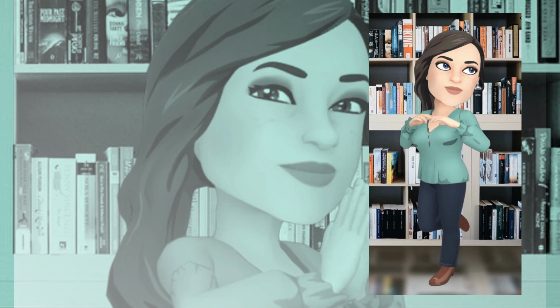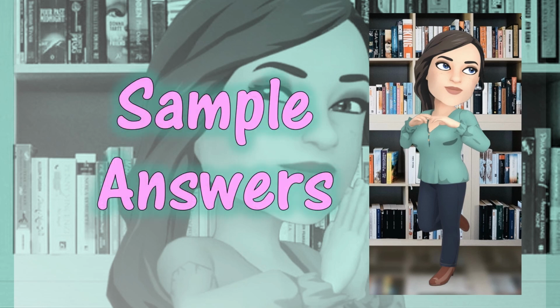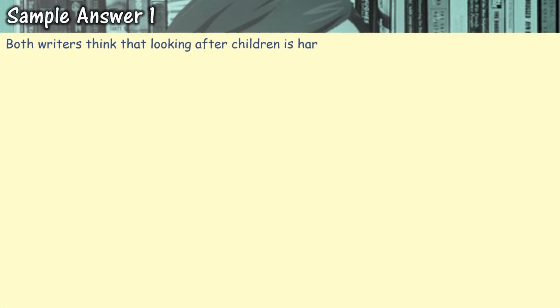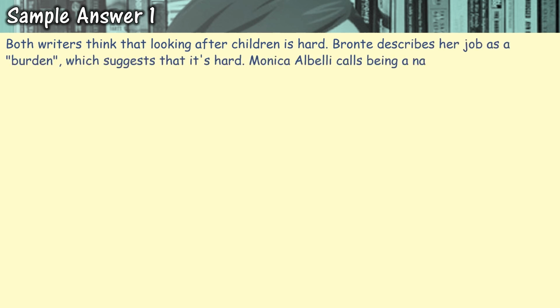Okay then, let's look at some sample answers. Sample answer 1. Both writers think that looking after children is hard. Bronte describes her job as a burden, which suggests that it's hard. Monica Albally calls being a nanny tricky and difficult.